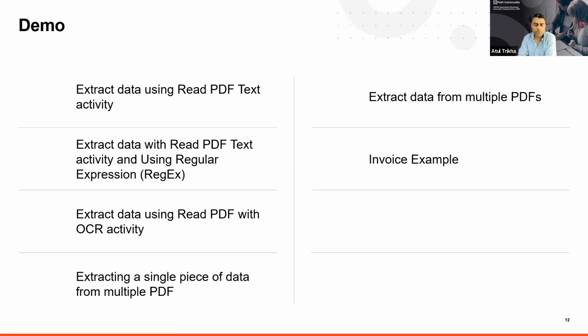Then we'll jump into the Read PDF with OCR activity. Then we will look into an example where we can pick a single piece of data from multiple PDFs, and then we'll use data from multiple PDFs. And at the end, I will show some examples of invoices. I'll not run a demo, but I will also show an industry, practical, real-time use case of how that PDF automation looks. So this is what we are going to cover. So let's jump into the demo.